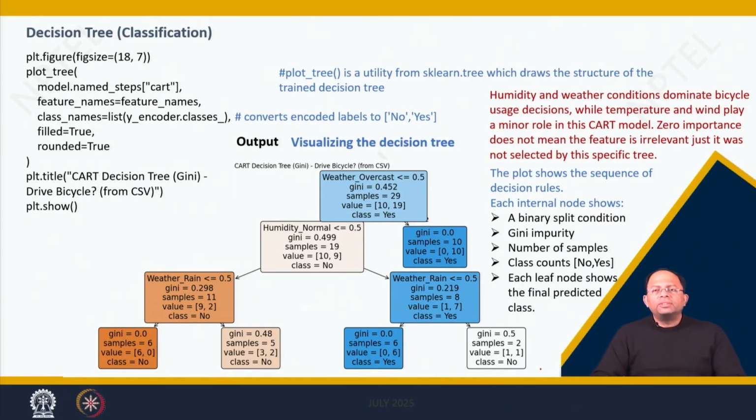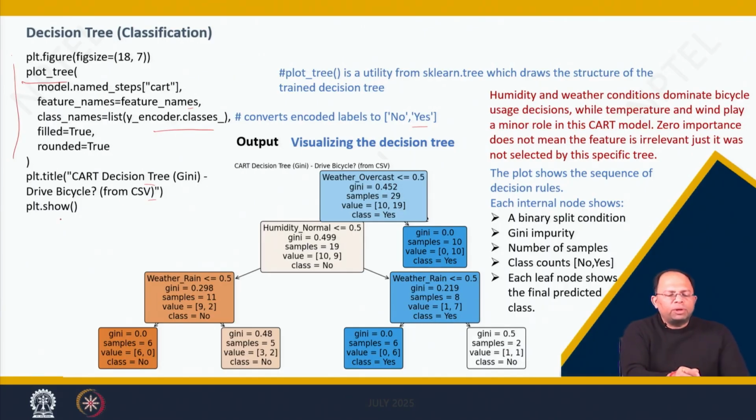Once we have done all this, we can also plot the tree. For that we are using the plot tree function, and these are the different things that we have to put in: the feature names, and then rounded equal to 2. The encoder classes convert the encoded levels to no and yes. This is a standard way we do that. And then we can also print the title of the decision tree in this plot, car decision tree Gini, drive bicycle, which is from CSV. So this entire thing has been printed.